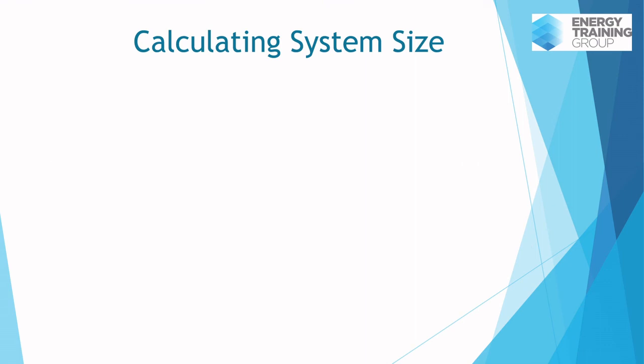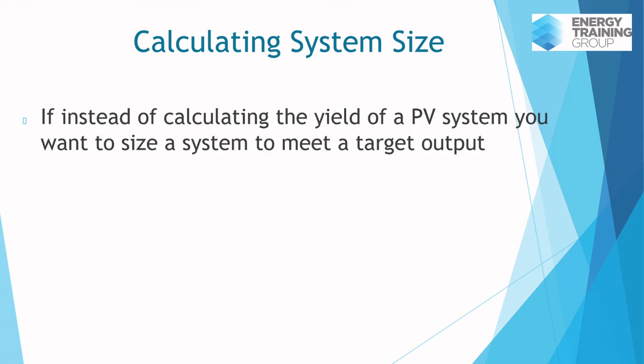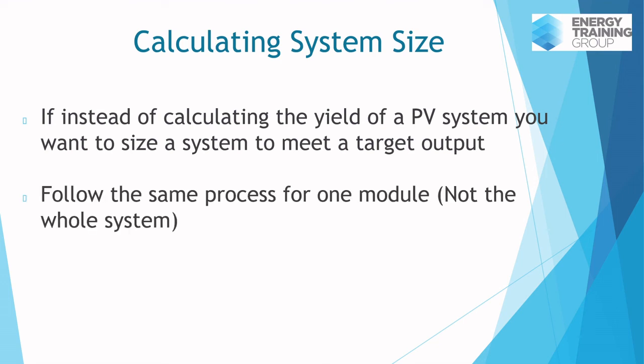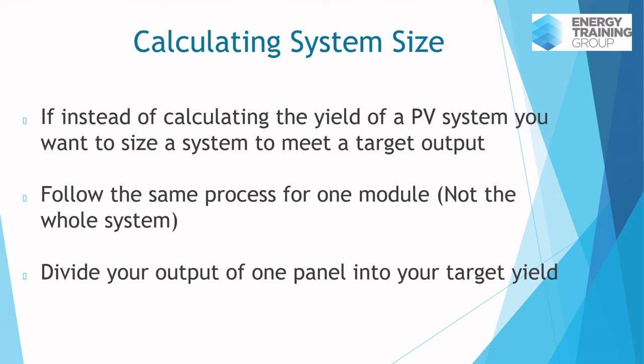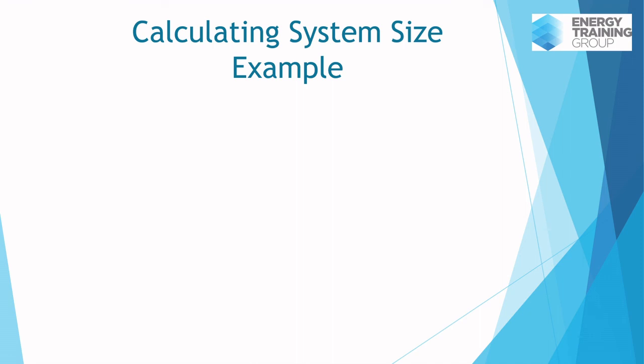Now the other way you might need to do a system yield calc is to calculate system size, right? So instead of being given a system size and being told to calculate what its expected yield is, you'll be given a target output, and then you'll have to calculate what size system you need to design to meet that requirement. So essentially you follow the exact same process for one module, right? And then you can divide the output of one module into your target yield, and that would work out your required system size.